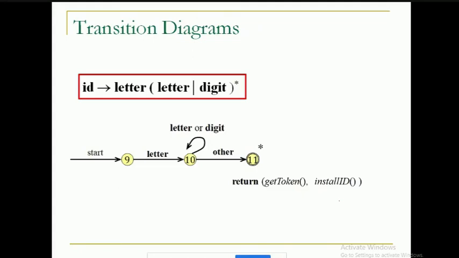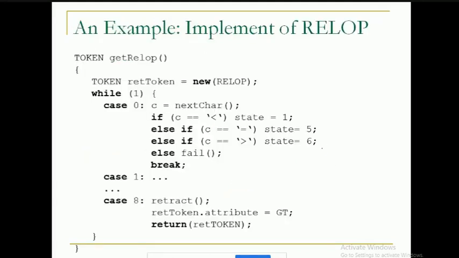A letter should be followed by a letter or digit. So it is a self loop, and it should be followed by other. Get token categorizes this token as an identifier, and install ID will help you save the content in the symbol table. Similarly, whatever you have done in the transition diagram can be represented in the form of a program. This is the function for recognizing tokens, and this token is the relational operator token. So you can write the code like this.